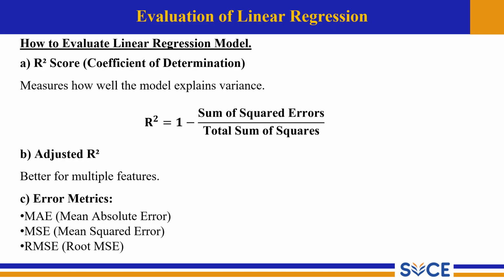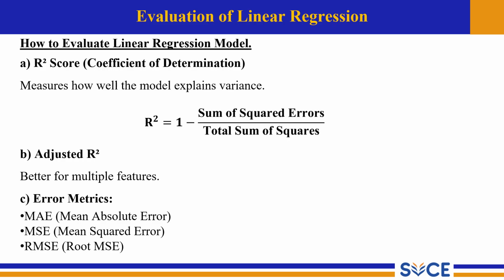Next, we use a group of metrics called error metrics, which tell us how far off our predictions are from the actual values. MAE, or mean absolute error, gives the average of absolute differences between predicted and true values. It's simple and interpretable. MSE, or mean squared error, squares the differences, giving more weight to large errors. This helps highlight big mistakes.